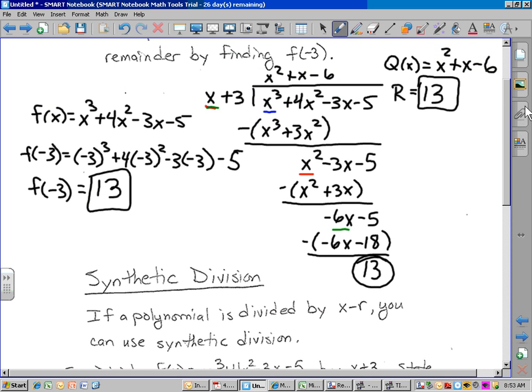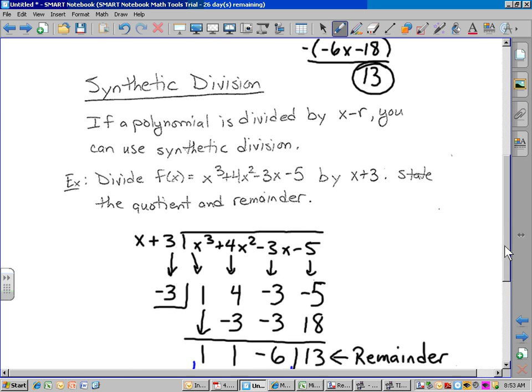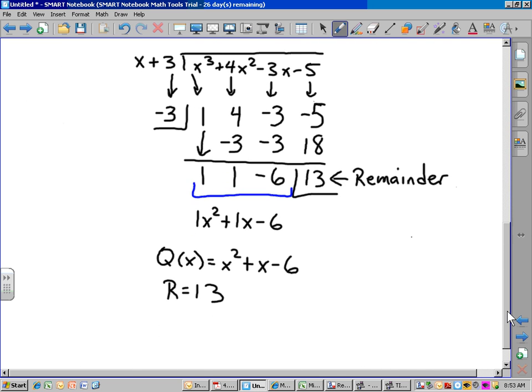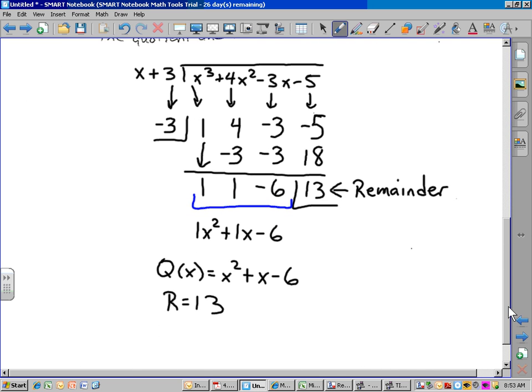Quotient x squared plus x minus 6, remainder of 13. But we did a heck of a lot less work. Multiply and add. Multiply, add, multiply, add. That's it. So if you are of the form x minus r, synthetic division is much, much faster than long division. And it gives you both the quotient and the remainder.